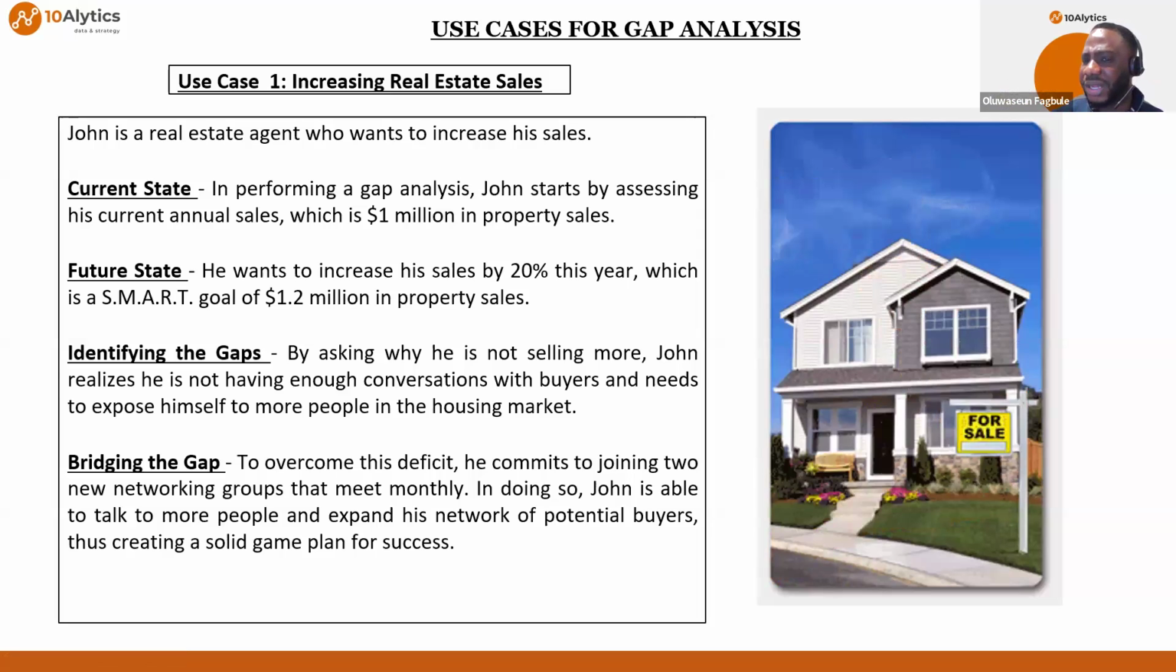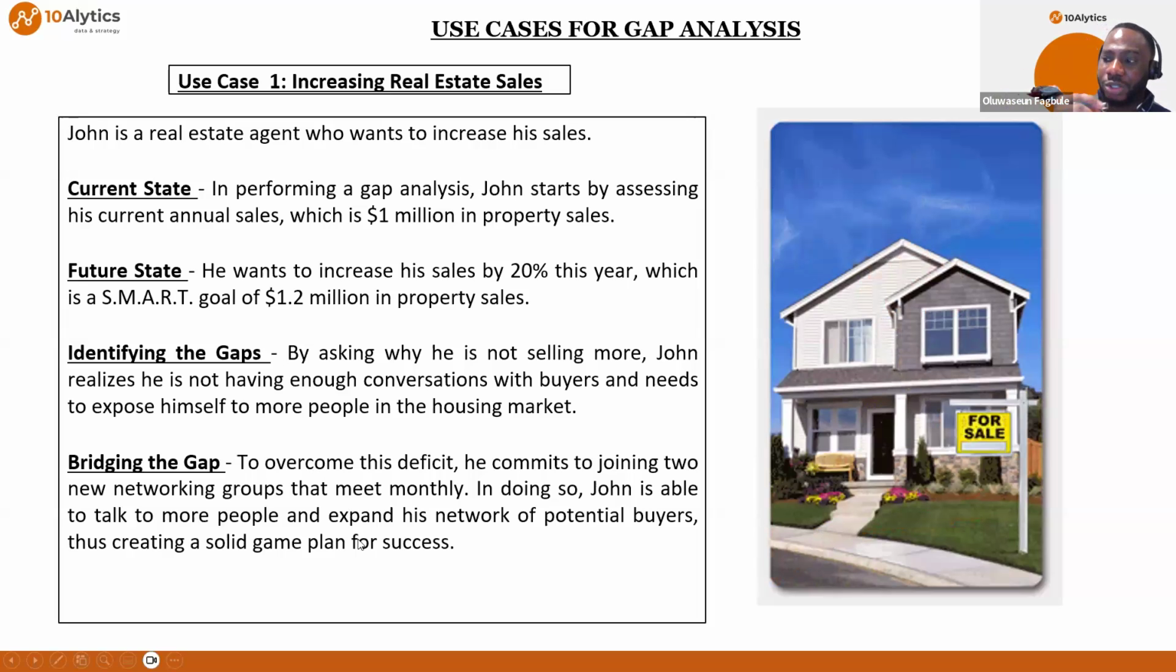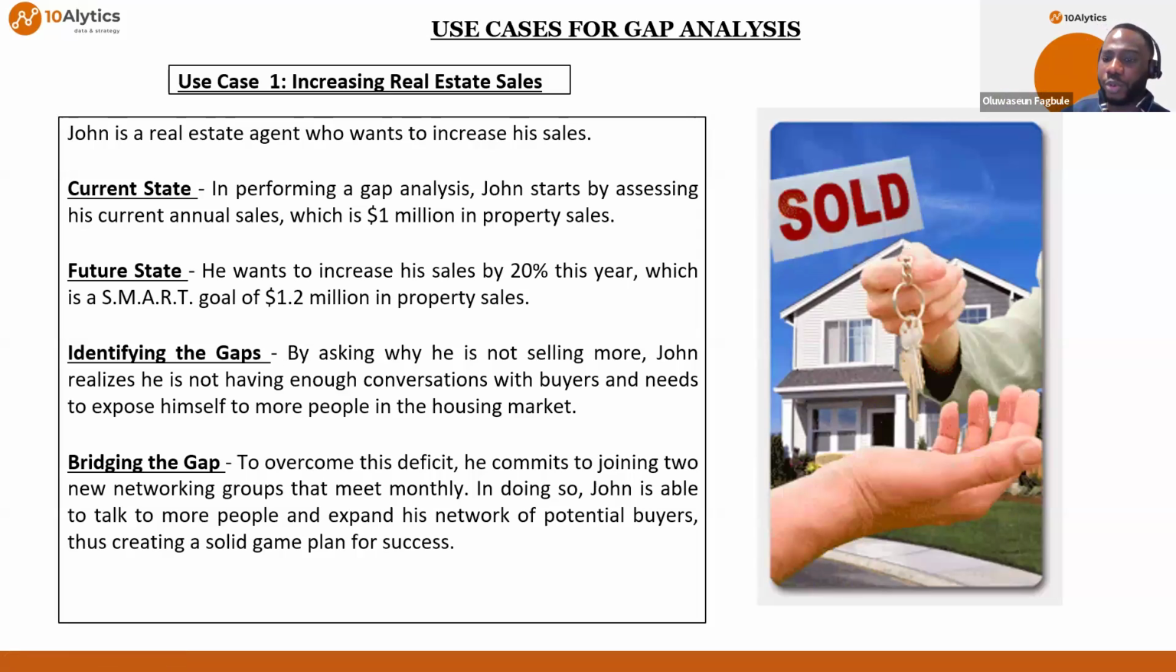And in bridging that gap, what does John do? John commits to joining two new networking groups that meet monthly. And in doing so, John is able to talk to more people and expand his network of potential buyers, thus creating a solid game plan for success, right?